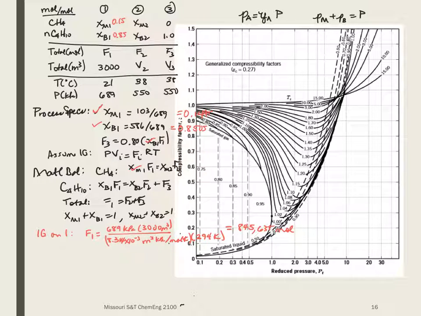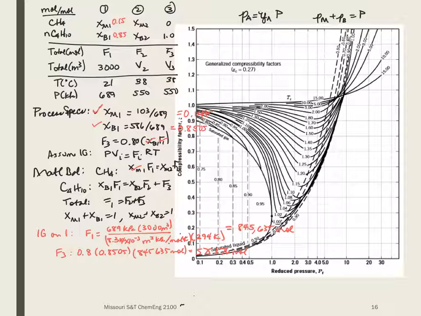So 846,000 moles or 846 kilomoles. Next, after this, I can use that. I now know F1, and so I can calculate F3. XB1 is 0.85 times F1. And so F3 is equal to 575,376 moles.